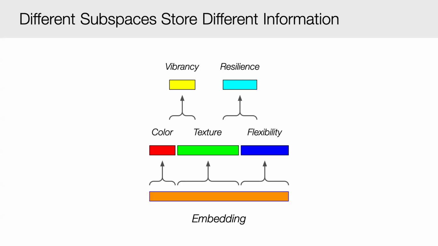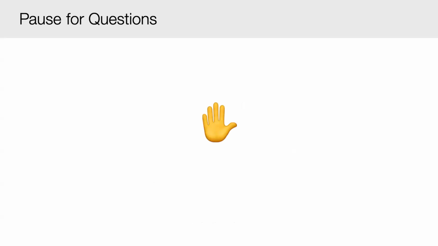Notice that vibrancy has some overlap with both the color and the texture subspaces, because vibrancy is, to some level, determined by a combination of both: how colorful is it, and how does it look. The same goes for resilience, which has some overlap with both texture and flexibility. Questions? So the main takeaway: our embedding space stores information in subspaces of itself.